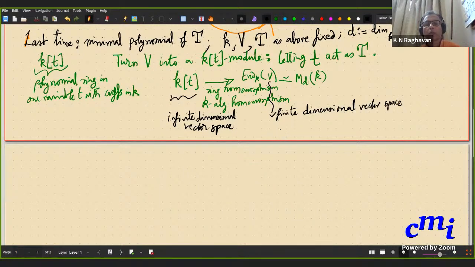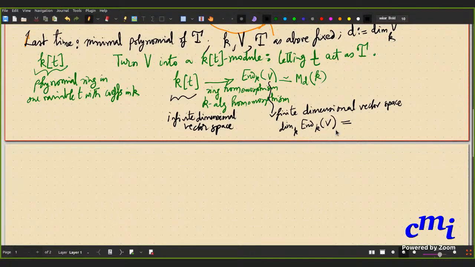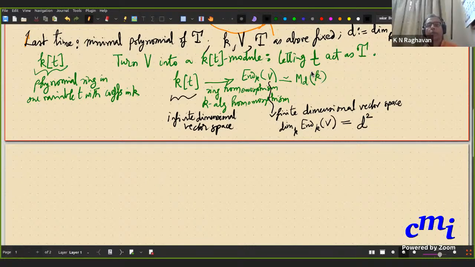And why? Because last time somebody answered this, but let me ask it again. What is the dimension of this over this? By now we should know this. This is equal to d square. d square. Very good. Because from here, it's clear that it's d by d matrices, right?